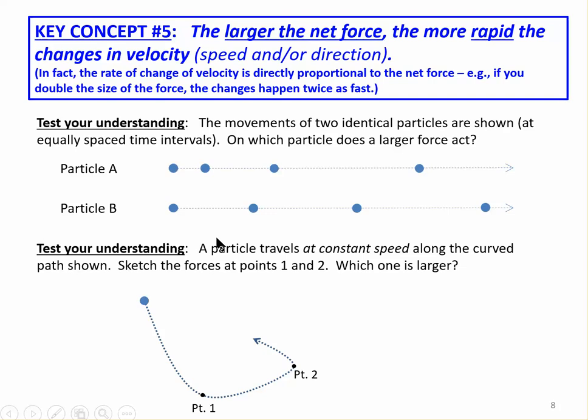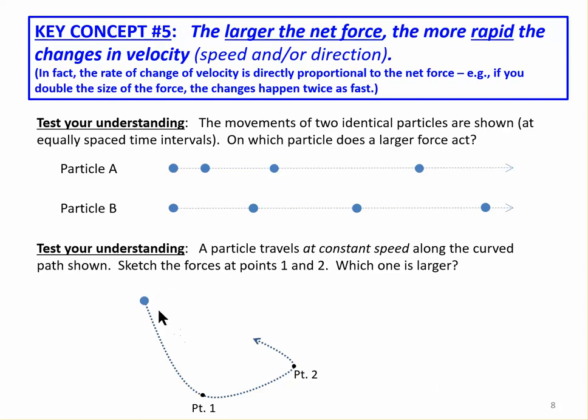Let me give you a second test of your understanding. Suppose I have a particle, here it is, and it's going to move through space, and it's going to travel along this curved path at a constant speed. So picture a particle moving along at constant speed, and it's going to pass by point 1, and it's going to pass by point 2. There's a force acting on it when it's at point 1, and there's a force acting on it when it's at point 2. And I want you to determine which force is going to be larger. So spend a moment or two thinking about this question. I suggest you pause the tape.